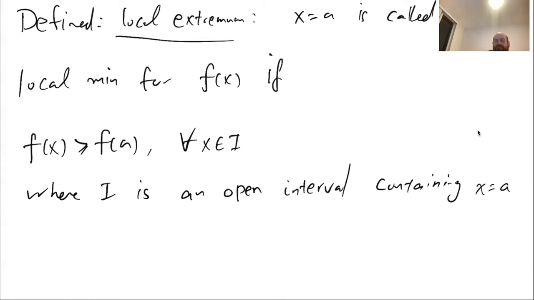And so open interval means like the neighborhood of a, a little bit from the left and a little bit from the right of a. And on an interval which consists of points a little bit less than a and points a little bit bigger than a, f of a must be the smallest one among the points of such an interval.